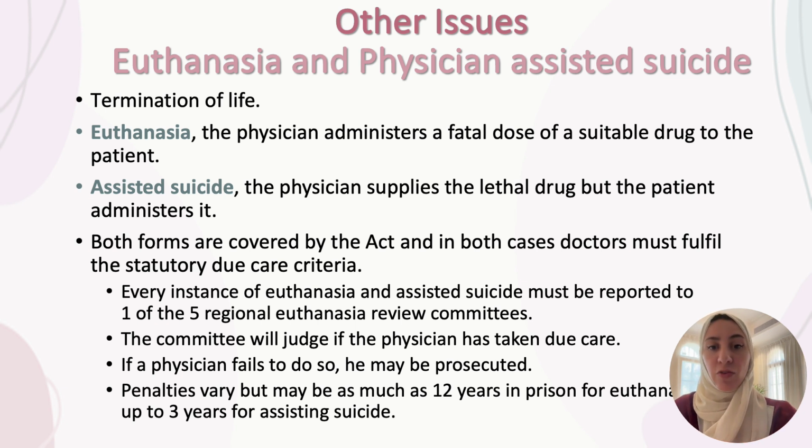Every instance of euthanasia or assisted suicide must be reported to one of the 5 regional euthanasia review committees. The committees will judge whether the physician has taken due care. And if the physician fails to do so, they may be prosecuted. Penalties vary, but it can be up to 12 years in prison for euthanasia and 3 years for assisted suicide.